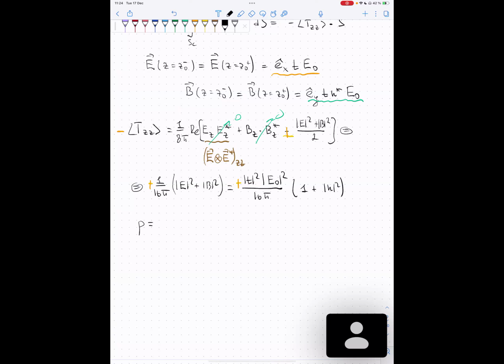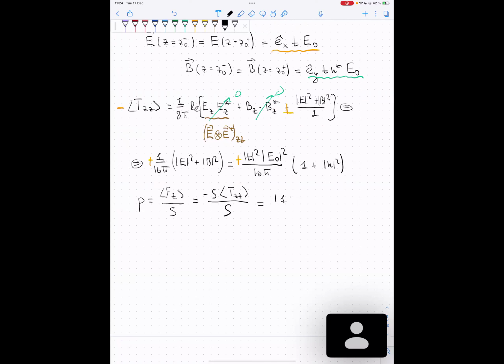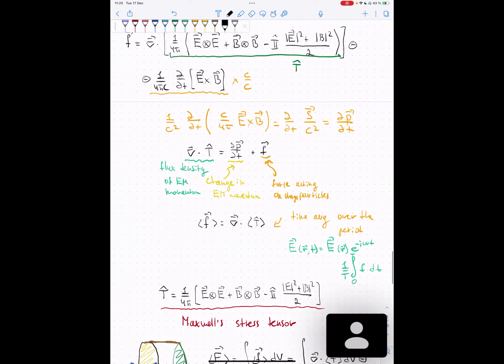And finally, optical pressure is the Z component of the time average force divided by the area, or minus Tzz multiplied by area and divided by area, or in other words, modulus of 1 plus R squared, E0 squared divided by 16 pi, and 1 plus modulus of n squared.